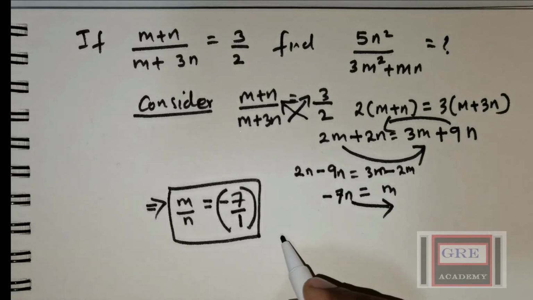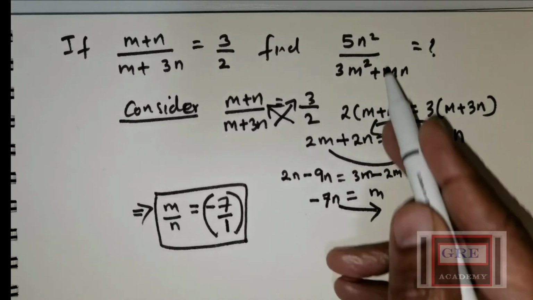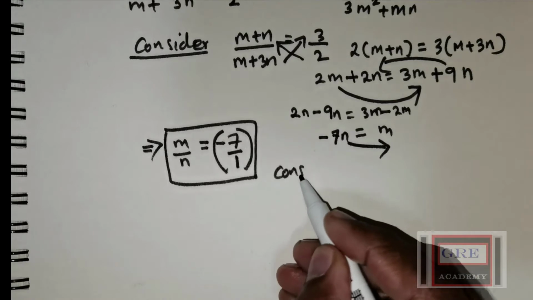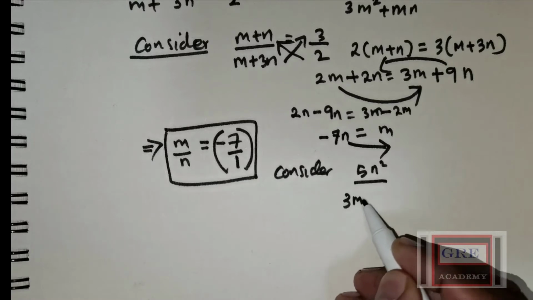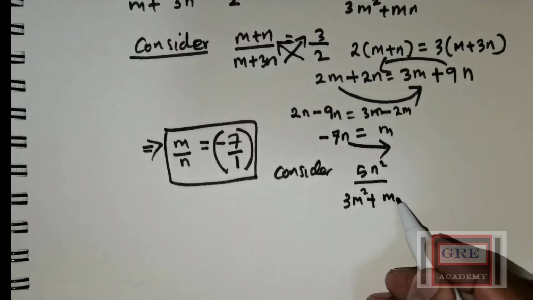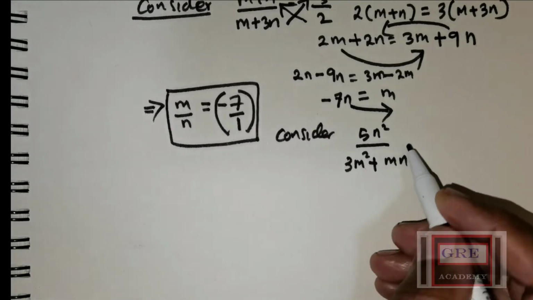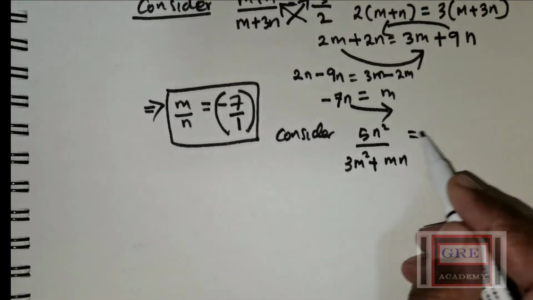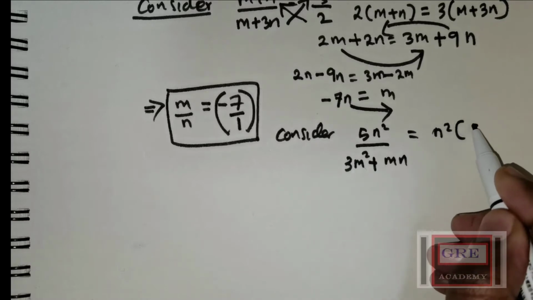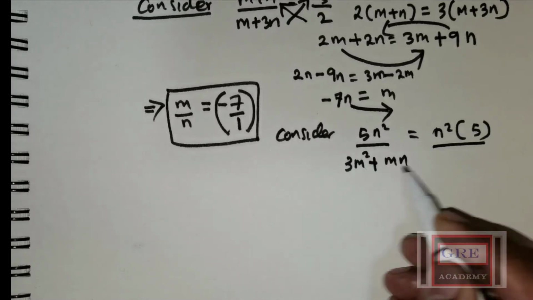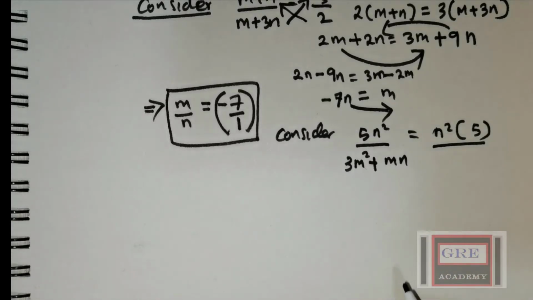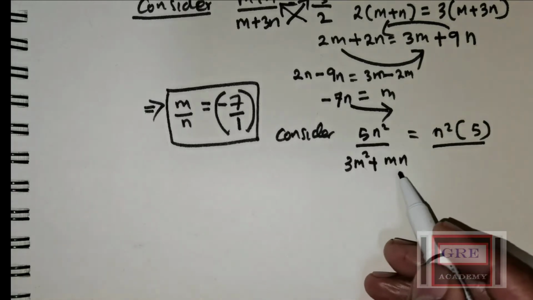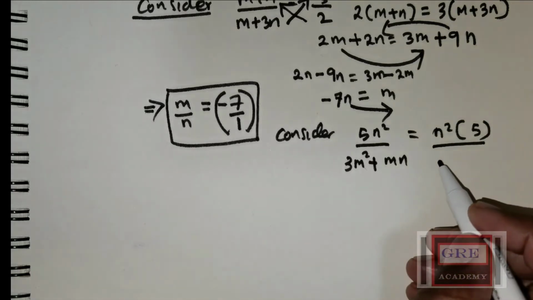Now next what we are expected to do is find the value for this quantity given. So consider 5n squared divided by 3m squared positive mn. Now what I'm going to do is take n squared out. When I take n squared out, I get a 5 there, divided by, if I were to take n squared out, no, you have to see that there is no n squared, there is no presence of any n squared there. But what if I take n squared out?